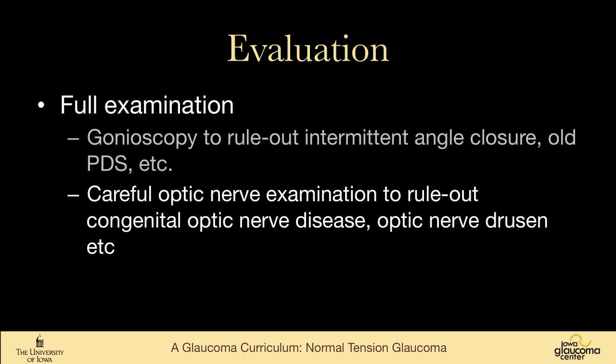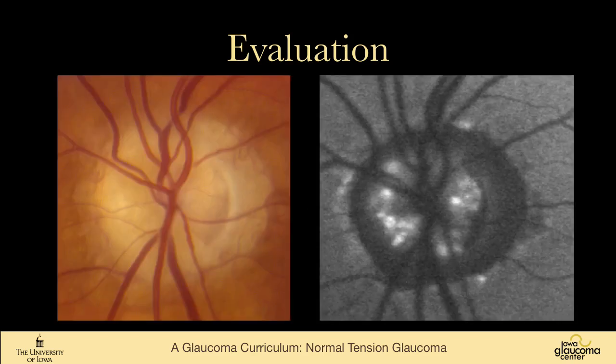It's important to look carefully at the optic nerve to rule out congenital optic nerve diseases or optic nerve head drusen, etc. This is a patient who has drusen, not that easy to see necessarily on slit lamp examination of the optic nerve, but they autofluoresce, as one can see here on the right.